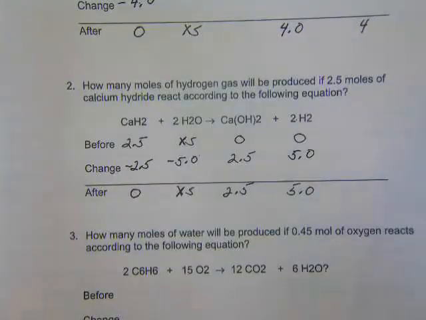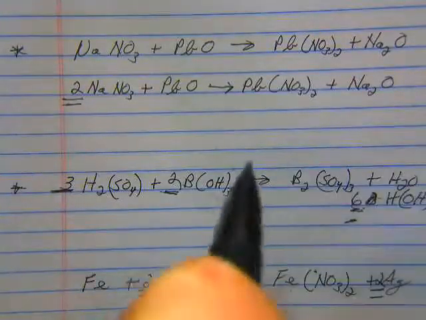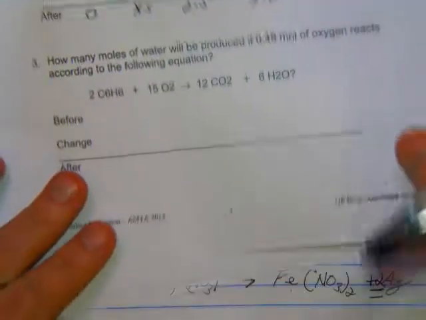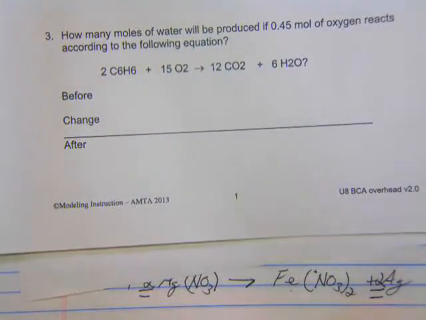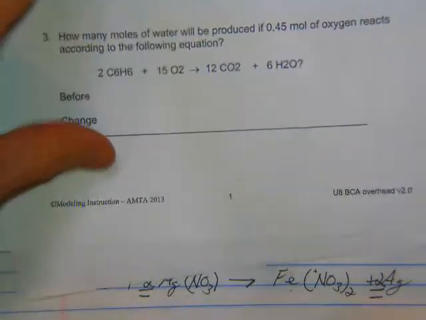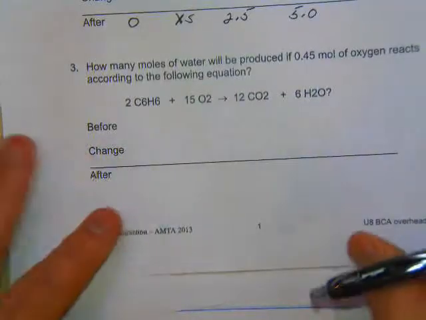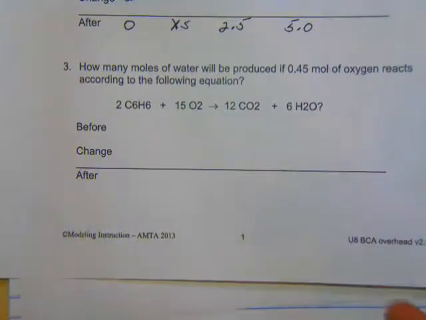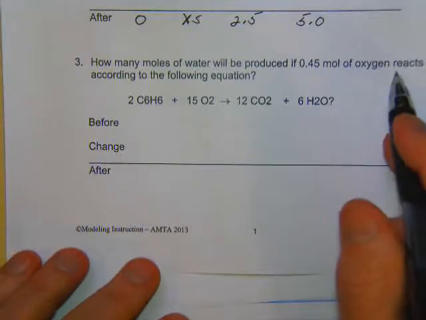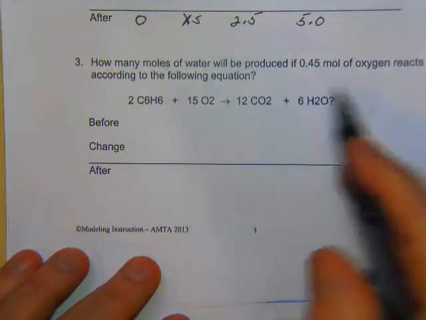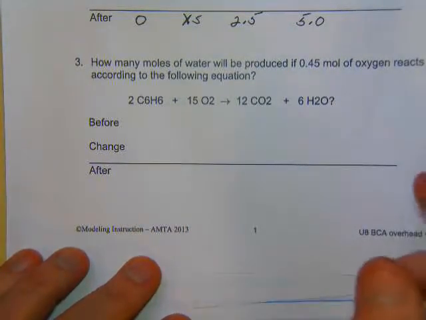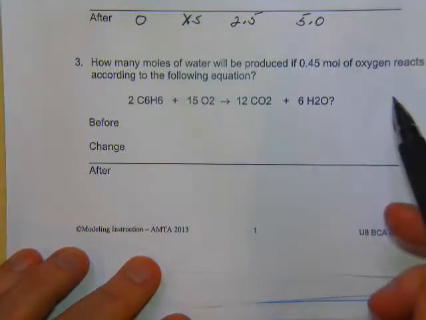All right, let's look at problem number 3 here. And let me move this up a little bit so you can look at it. All right. How many moles of water will be produced if 0.45 moles of oxygen reacts according to the following equation? Looks like we got a balanced equation. This is a complete combustion reaction.